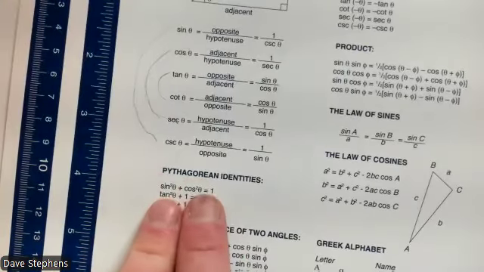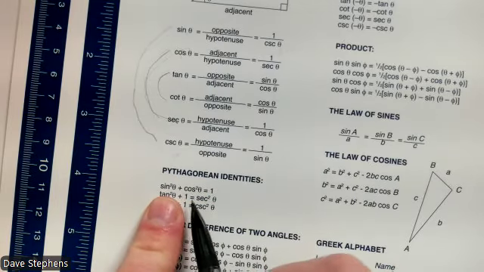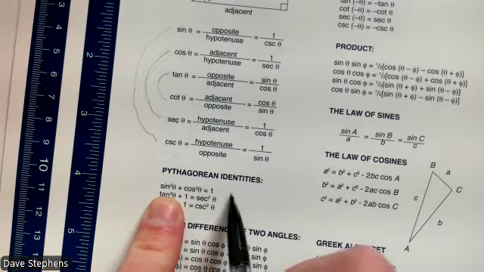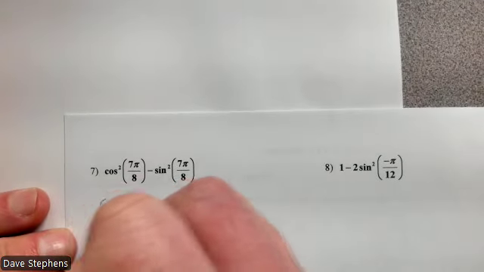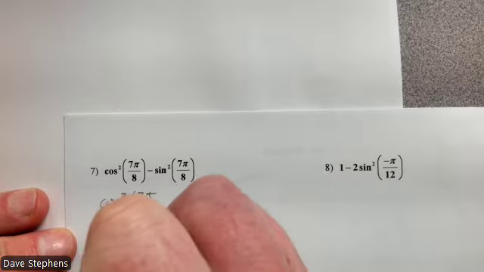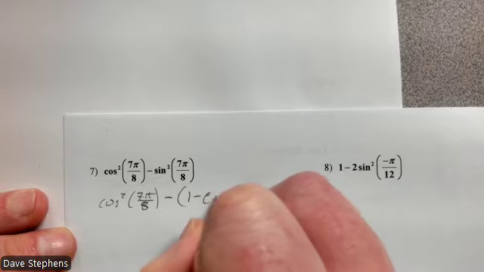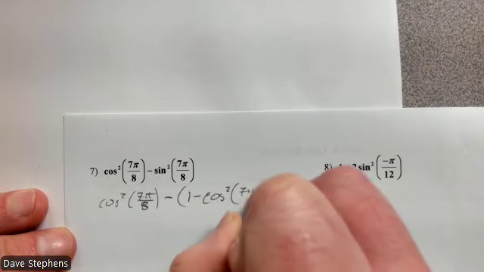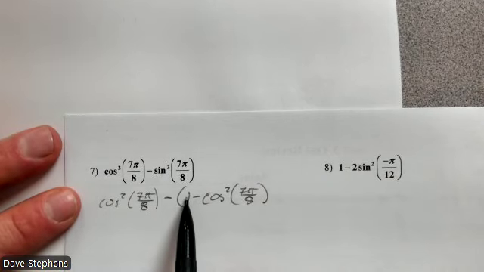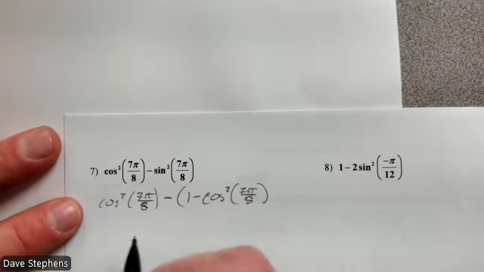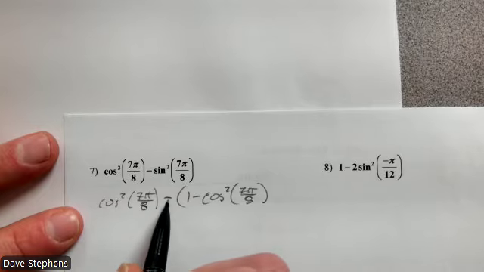If I take sine squared, subtract the cosine, right? So sine squared would be 1 minus cosine squared. So I have cosine squared of 7 pi over 8 minus 1 minus cosine squared of 7 pi over 8. And when I distribute that, right, I'd have a minus 1 and then plus 2 cosine squared.